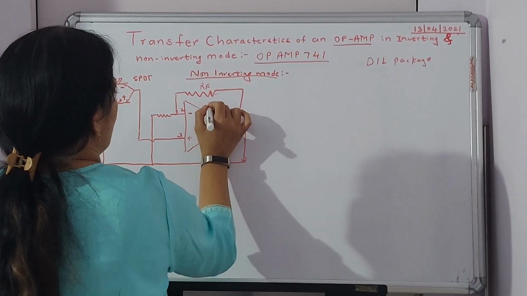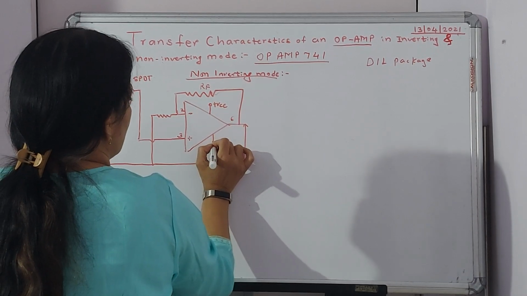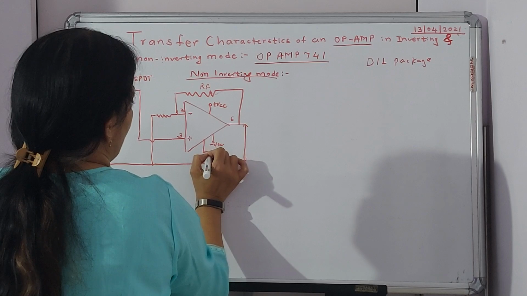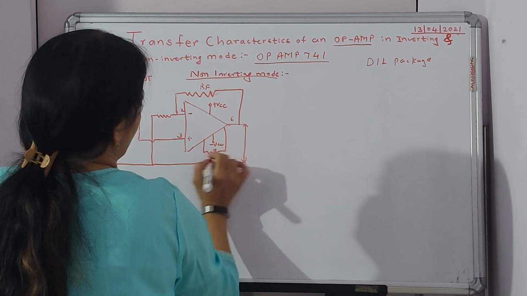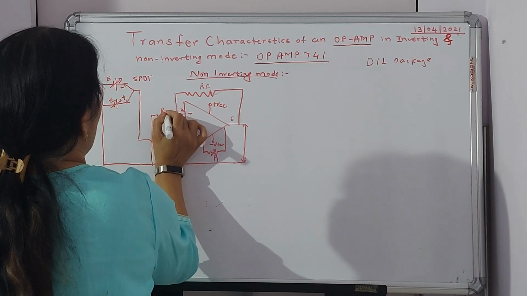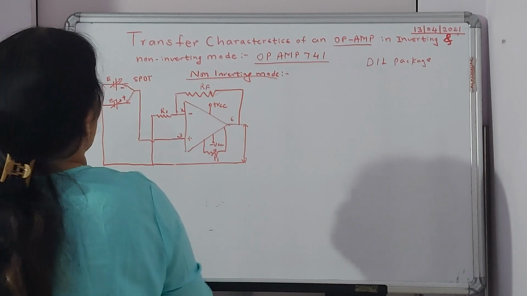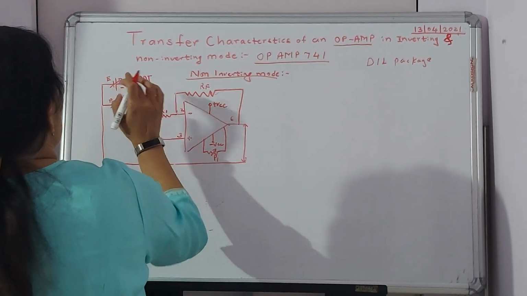Obviously I have to show the VCC also. Plus VCC, this is minus VCC, and this is the null zero adjustment. This is my port P. Fine. So this is my R1, and this is RF. Everything is done. So one part is plus, this is minus.